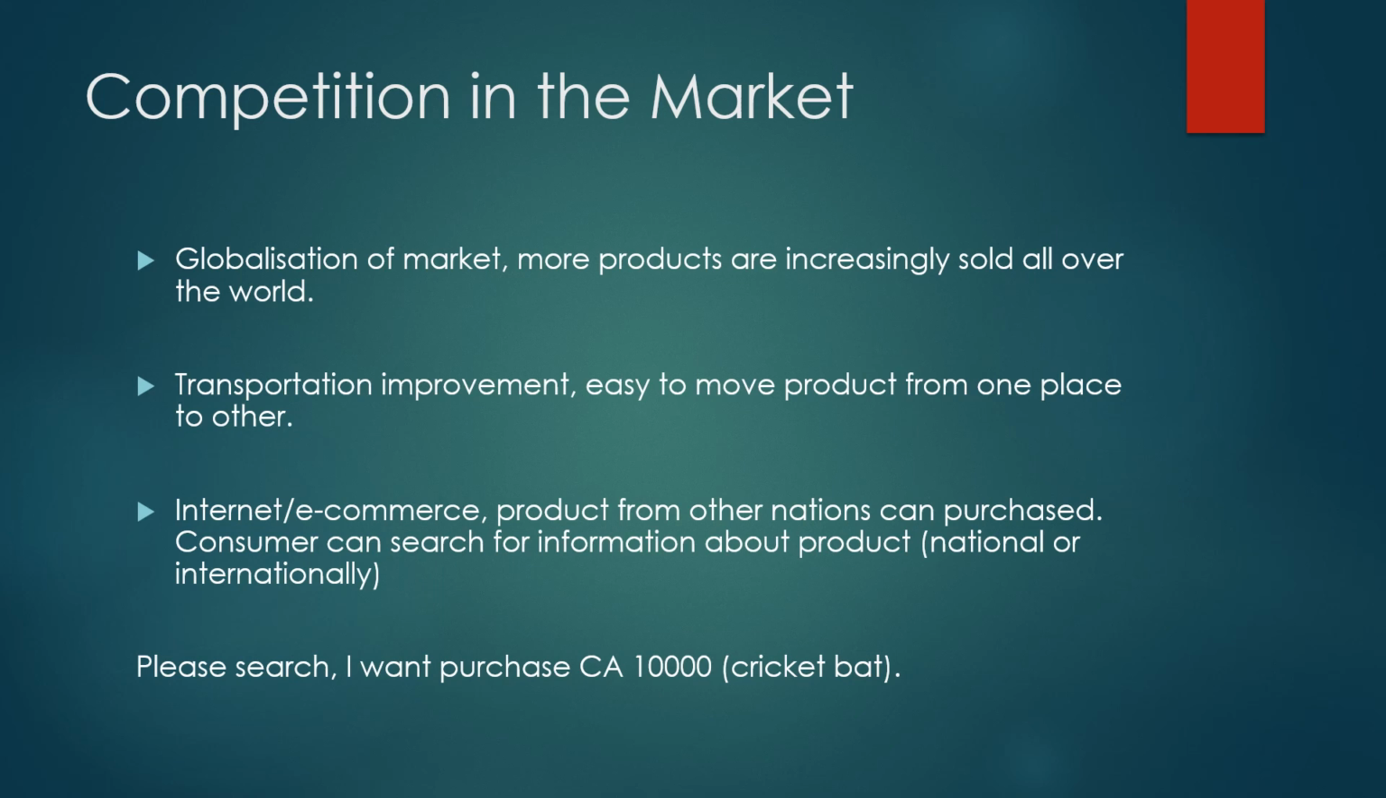Another reason why we have more competition in the market in the 21st century is improvement in transportation. That means the products are easily moved from one place to another, also increasing the distribution channels. Of course, we'll discuss this more once we reach the marketing mix place. And if you want to buy anything, you can just search online. We have a number of websites which are selling the product. Such as, you can go and search I want to purchase a PA 10,000 cricket bat. You just have to write it on Google and you find many places where this bat is sold. The reason why you should do this is you will understand how easily the product or competitors are competing in the market.